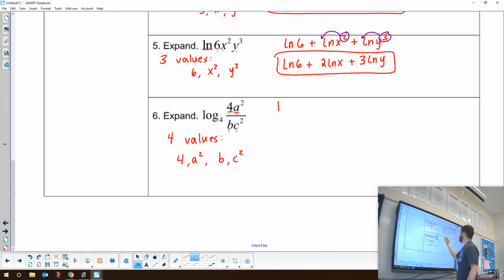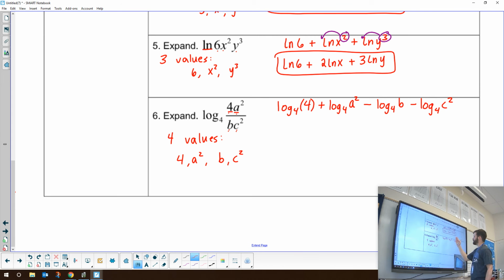We're going to go log base 4 of 4 plus log base 4 of a squared minus log base 4 of b minus log base 4 of c squared. Okay? Notice how I went plus, plus, minus, minus. The ones that are on the bottom, being divided, we subtract those. Then we look at any exponents that I have and rewrite those in the front. So we're going to rewrite this one in the front and rewrite this one in the front, and we got our answer. Okay, all expanded out.